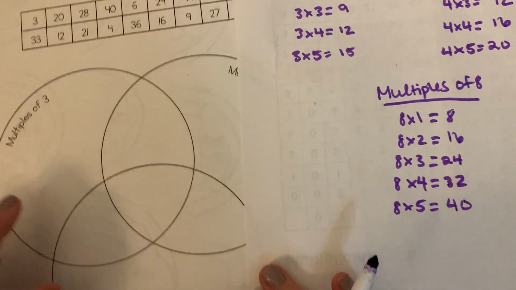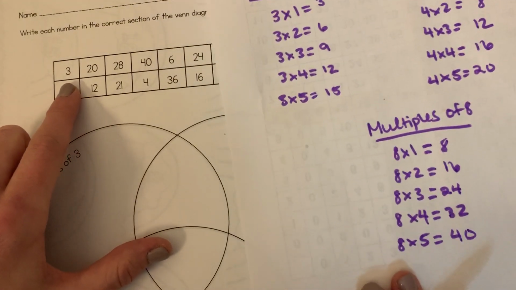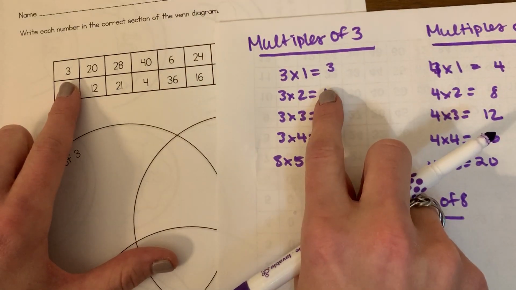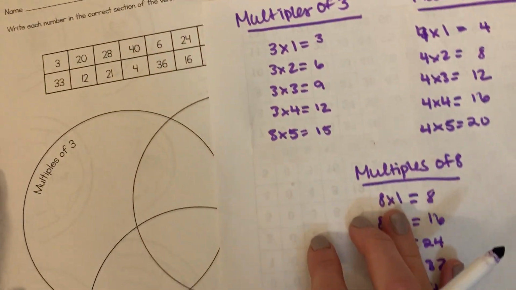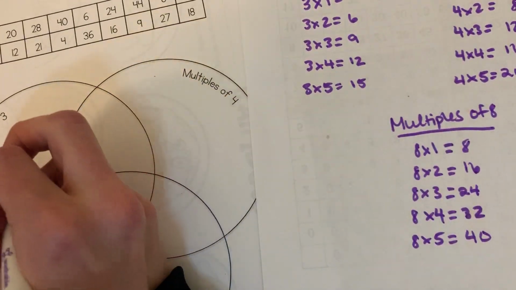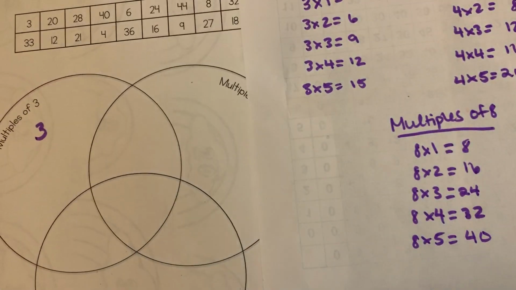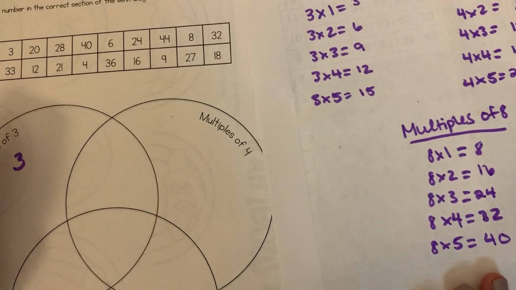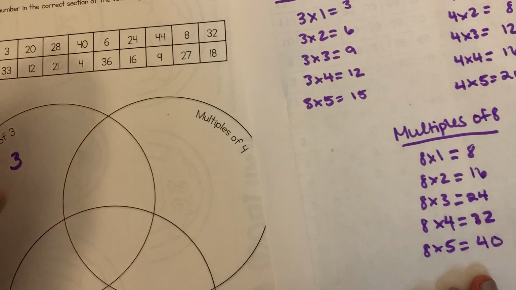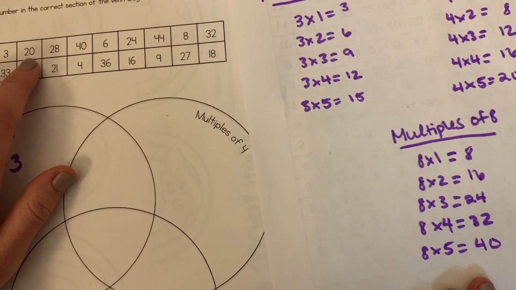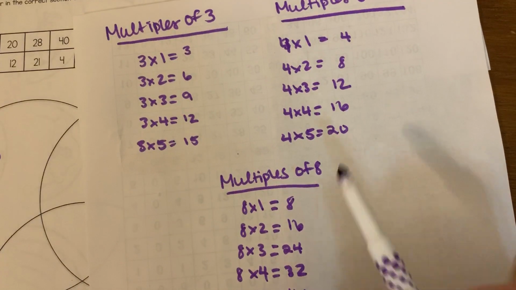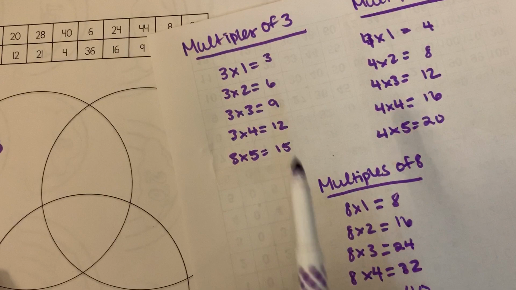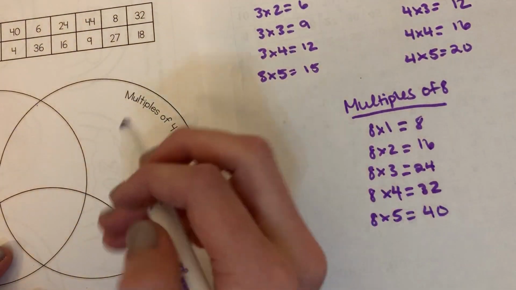Okay, so I'm going to go ahead and look here. All right, so multiples of 3, if we look at the first one, they're asking just about the number 3. Well, if I check my list, I only see 3 under multiples of 3, and that's 3 times 1. So I am going to go ahead and put this 3 here, okay? And then let's go ahead and look at this 20. So 20, do I see 20 on my list anywhere? Yep, I see it at 4 times 5, but I don't see it on any of my 8 lists, and I don't see it on any of my 3s, so I'm just going to put the 20 here.